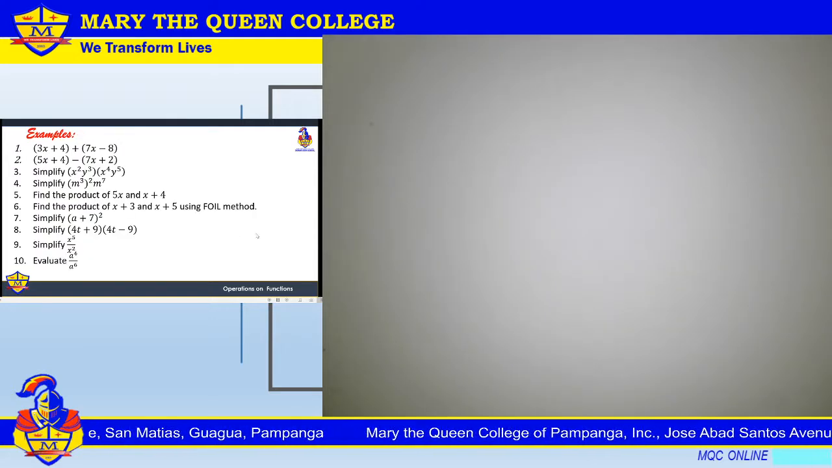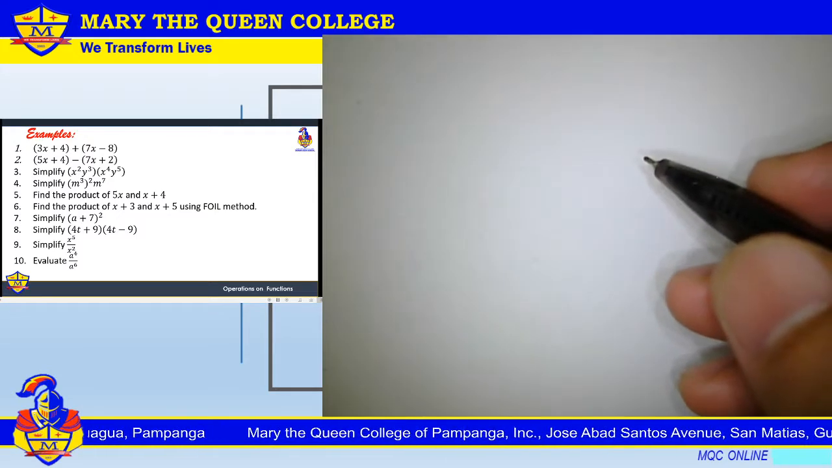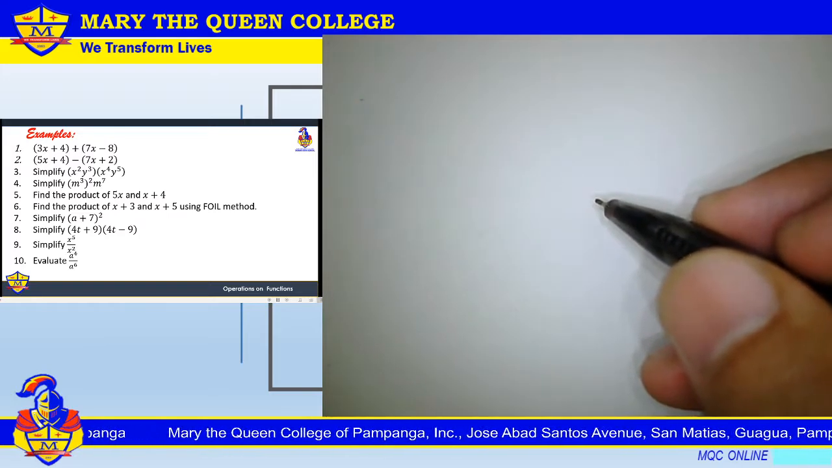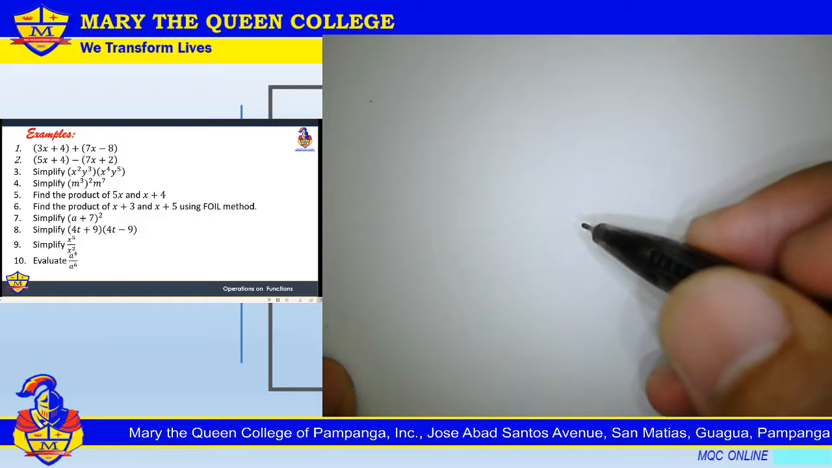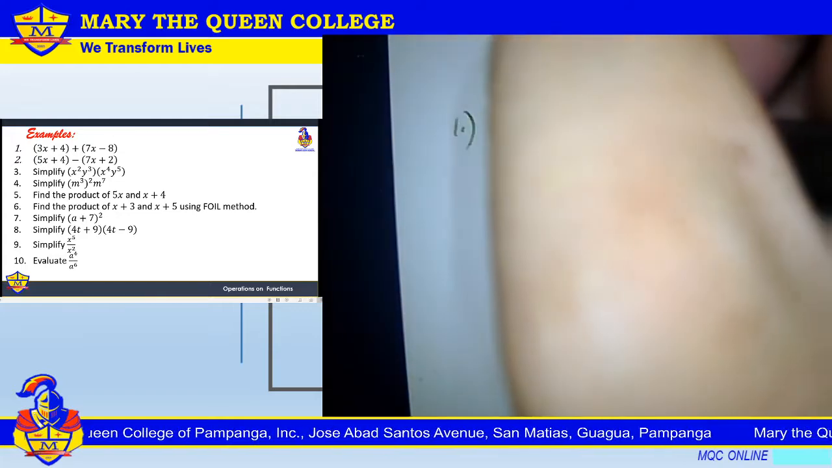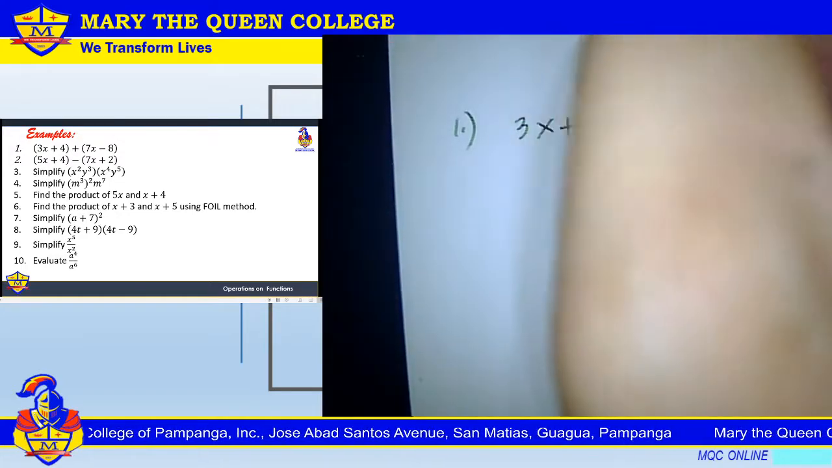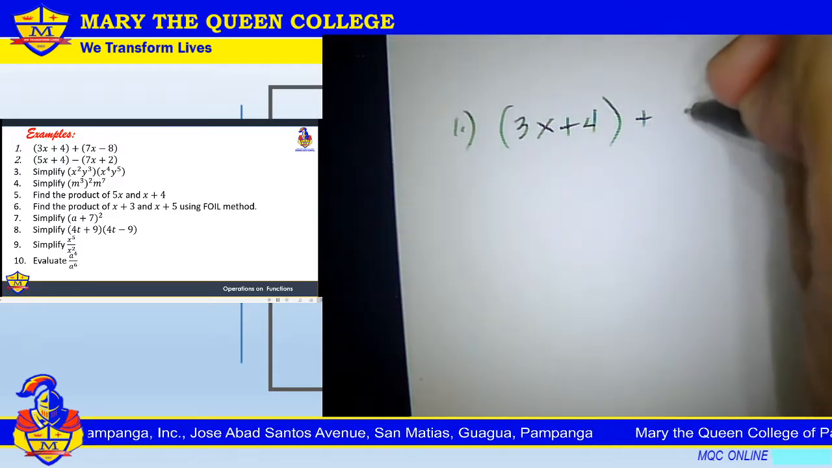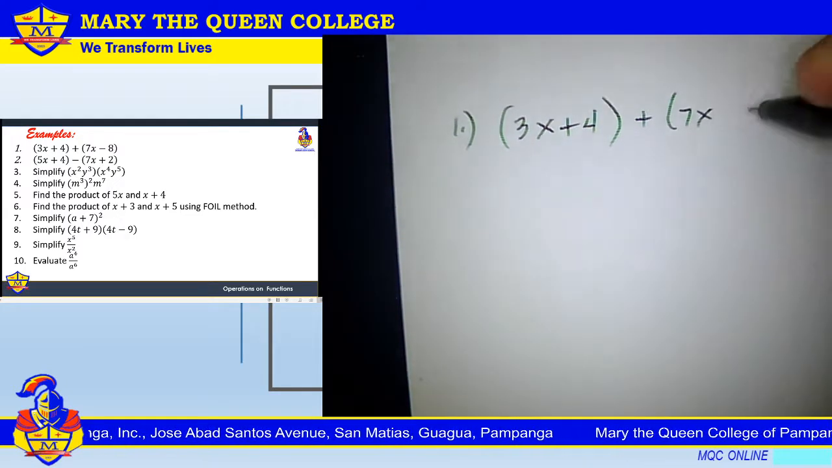Okay, so we'll proceed with our example. Okay, so we have this paper po. Okay, so nakikita po yung ating mga samples natin dito, no? Okay, so for the first one, we have the quantity 3x plus 4 plus the quantity 7x minus 8.